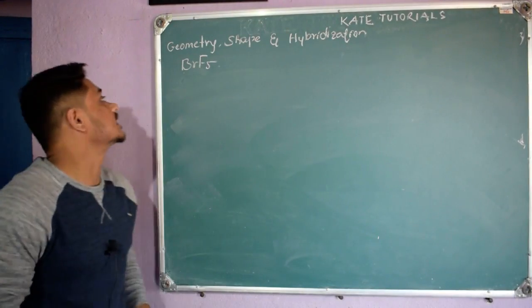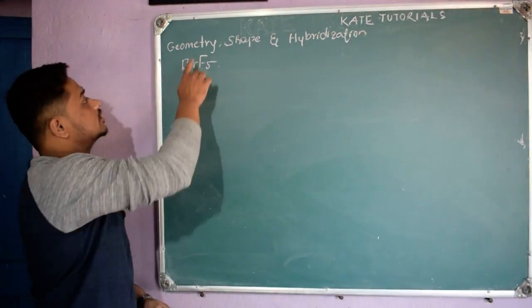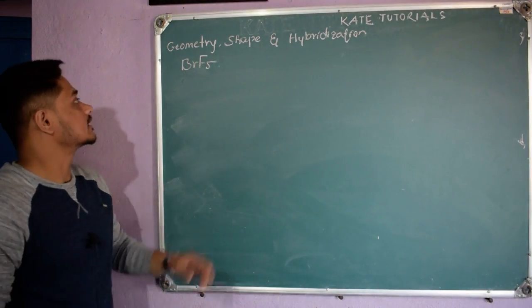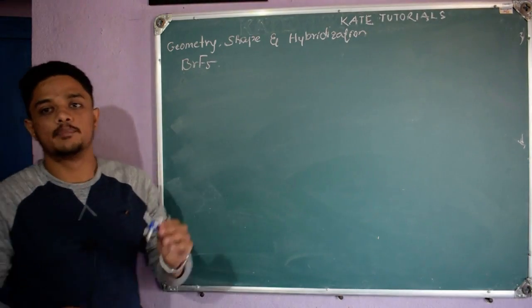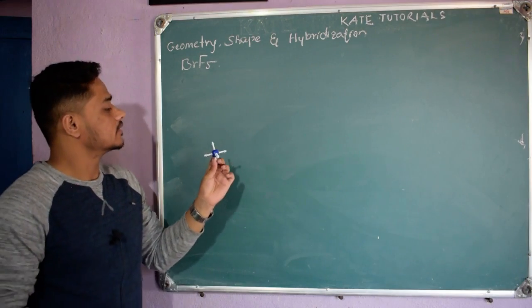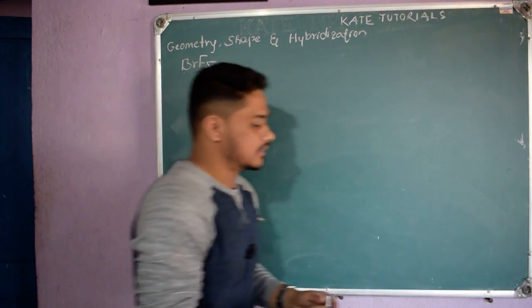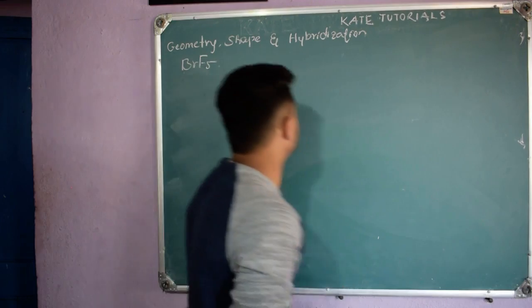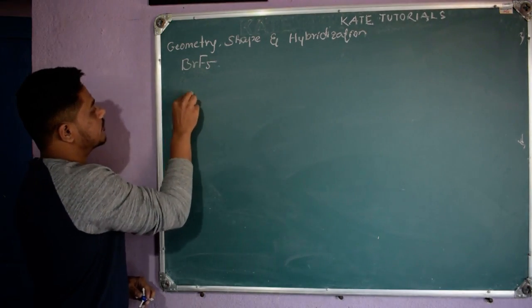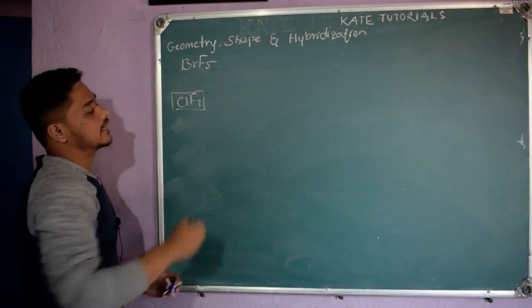So in the last class we discussed the ClF3 geometry, shape and hybridization. In this class let us discuss BrF5. Before going further, let us see the structure of that ClF3 which we discussed in the last class, right? So ClF3, I have this model. Let us see with that.